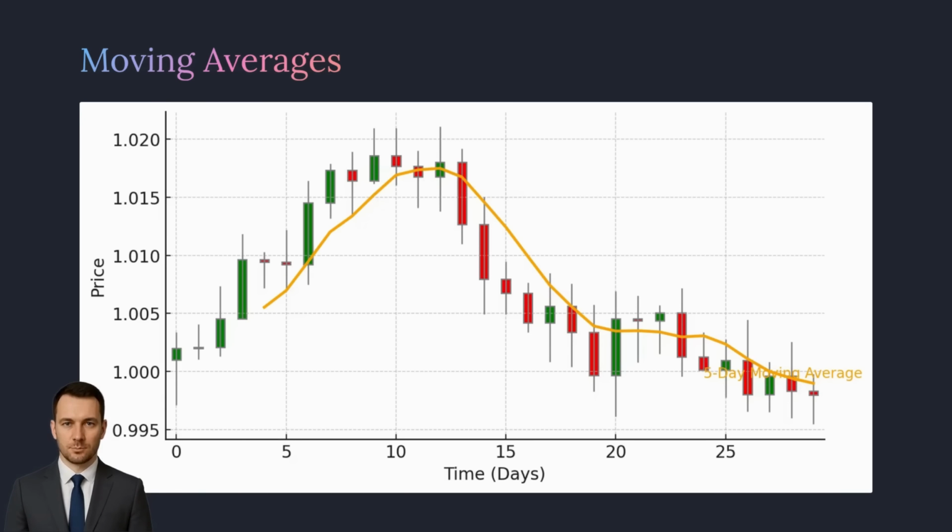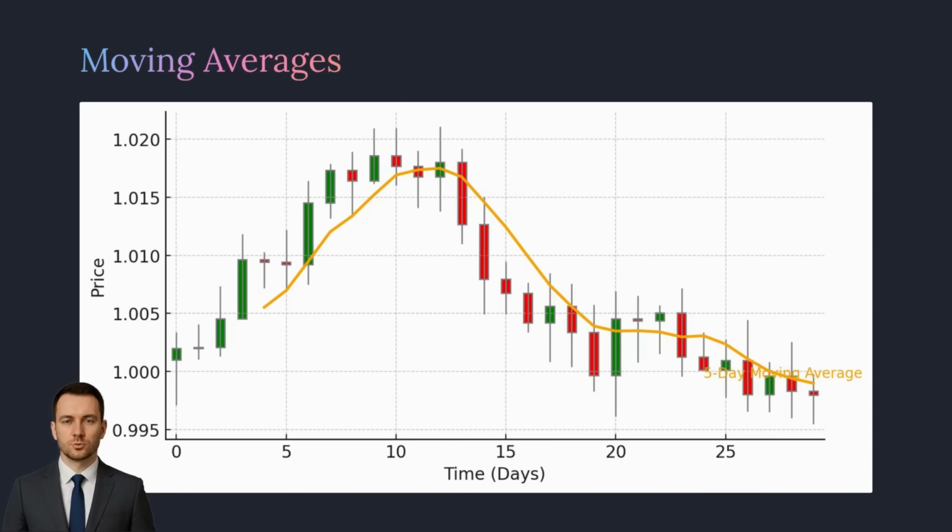Moving average example. The chart above shows candlesticks with an overlaid moving average line, the orange line. The MA smooths out the price and makes the trend clearer. Notice how when price is above the moving average and the line is rising, the market is in an uptrend. When price falls below and the line turns down, a downtrend emerges.